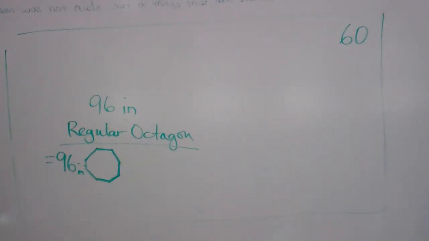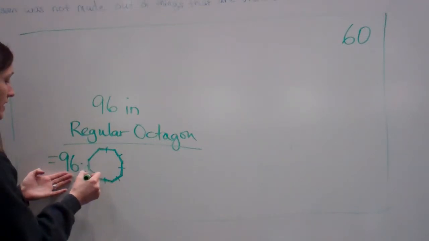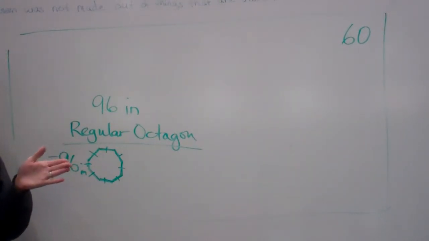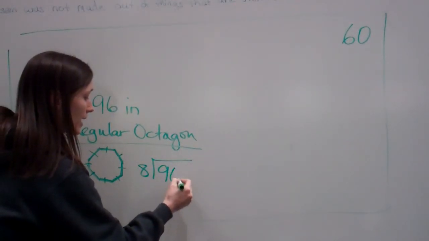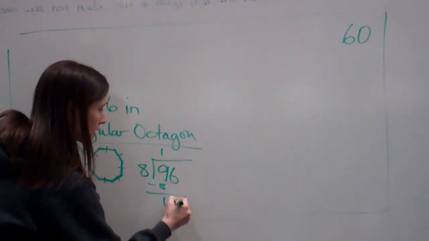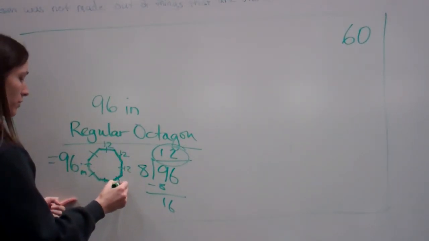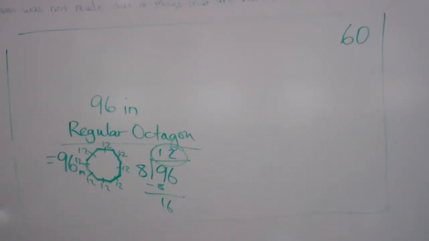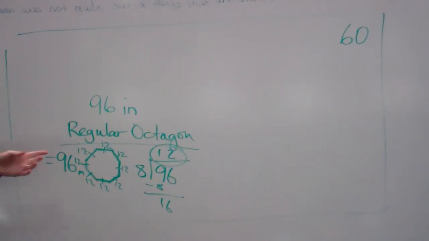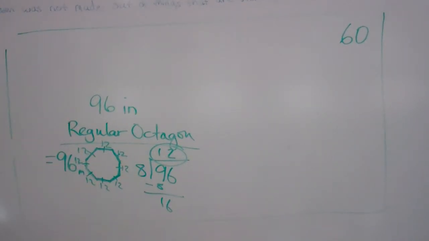96 divided by 8. Yes, because there's 8 sides, 1, 2, 3, 4, 5, 6, 7, 8, and we all know that they're the same length. How many times will 8 go into 96? It is 12 times. So this is 12 plus 12 plus 12 plus 12 plus 12 plus 12 plus 12 plus 12, and that equals 96. So what is the length of each side? 12. Everybody feel like they understand?